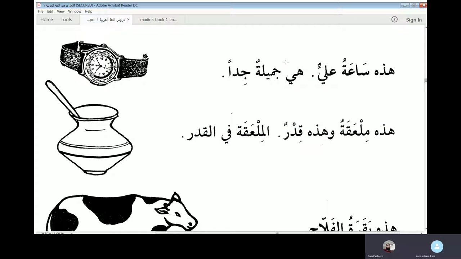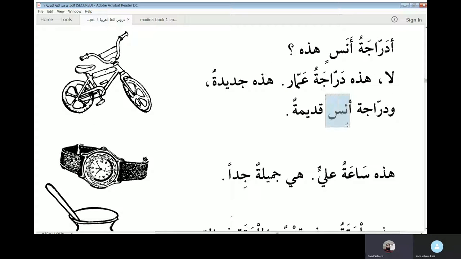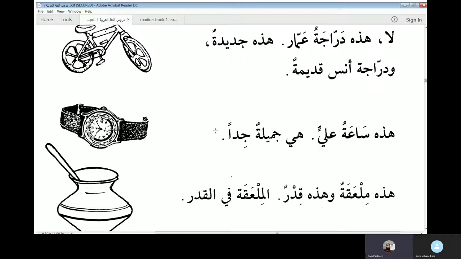So this watch is of Ali. It is very beautiful. Is there tanween on Anas? Yes, because it's a name. A masculine proper name always has tanween. But in darrajatu Anasin, Anas is mudaf ilayh, in majrur state, so it should have two kasras. If it is not mudaf ilayh, then it should have two dammas. And qadimatun is an adjective, and you will learn about adjectives soon, inshallah, in the next chapter or so. This is known as na't and man'ut.